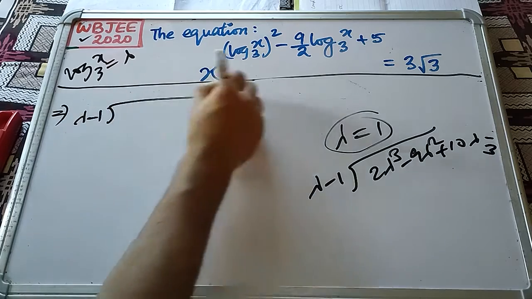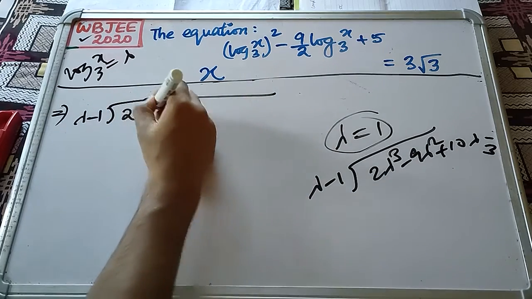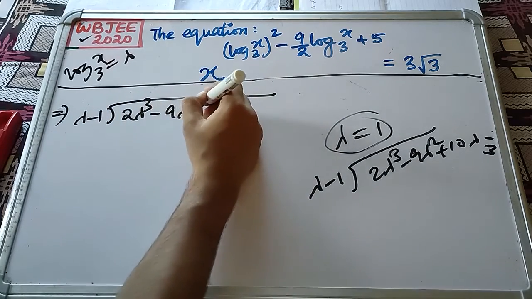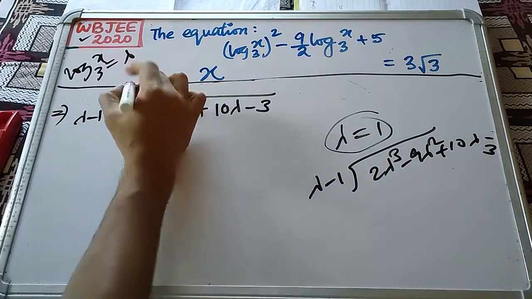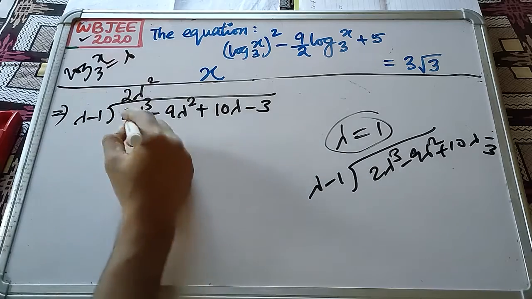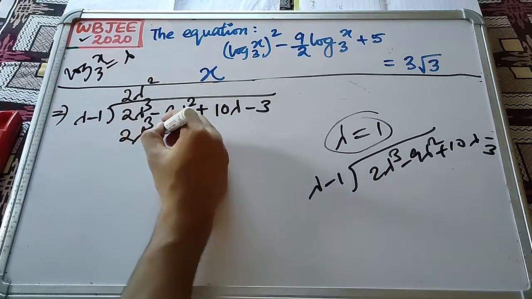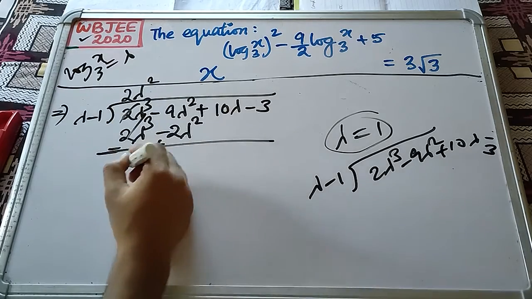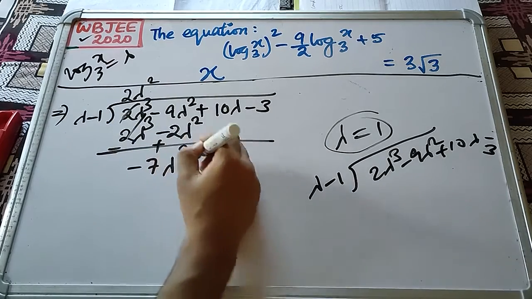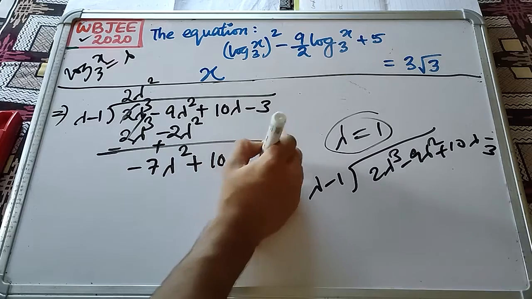Lambda minus 1, 2 lambda cube minus 9 lambda square plus 10 lambda minus 3. So now what we will do is 2 lambda square, right? This becomes 2 lambda cube minus 2 lambda square, sign change, sign change, this becomes minus 7 lambda square plus 10 lambda minus 3.